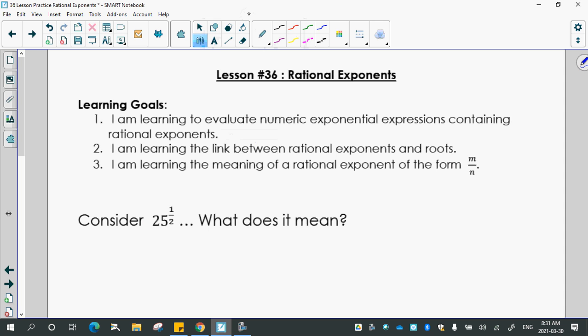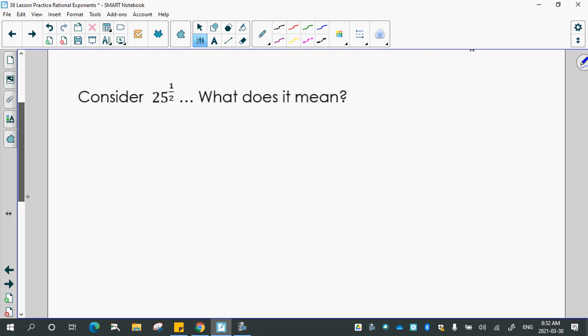We're going to learn about rational exponents, so exponents that are fractions, today. We're learning to evaluate numeric exponential expressions containing rational exponents, learning the link between rational exponents and roots, and learning the meaning of a rational exponent of the form m over n. So consider 25 to the 1/2. What does it mean? I'll give it away first and then I'll show you why.